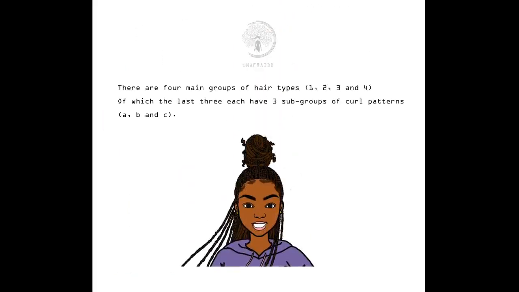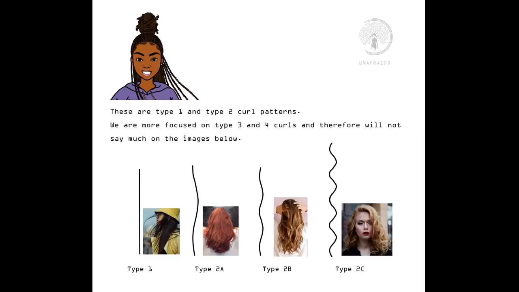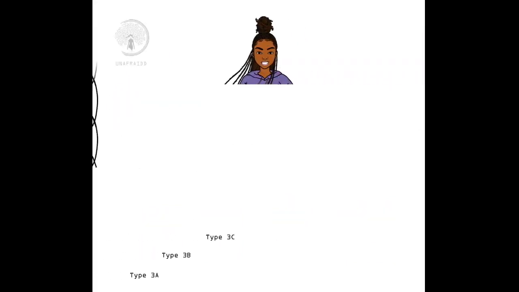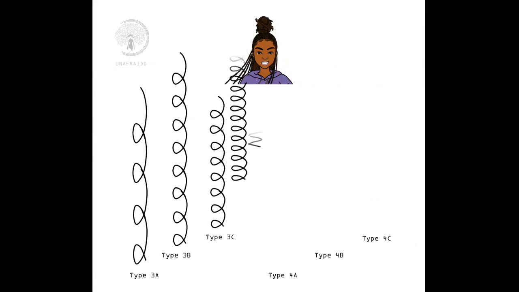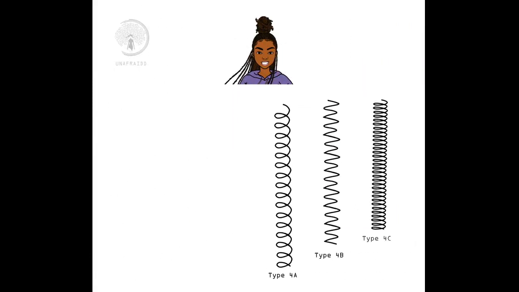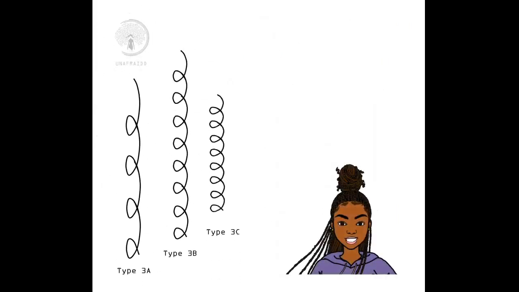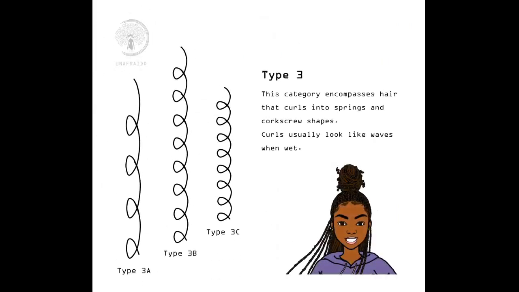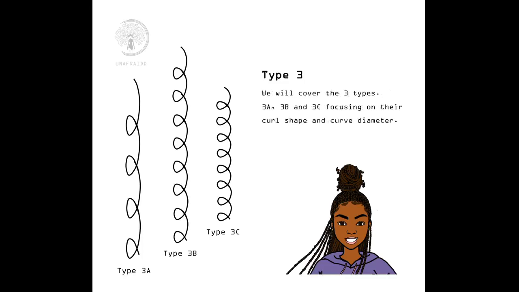There are four main groups of hair types, 1, 2, 3, and 4, of which the last three each have three subgroups of curl patterns A, B, and C. These are type 1 and 2 curl patterns. We are more focused on type 3 and 4 curls and therefore will not say much on the images below. These are the curl and coil patterns we will be focusing on. Type 3. This category encompasses hair that curls into springs and corkscrew shapes. Curls usually look like waves when wet. We will cover the three types, that is 3A, 3B, and 3C, focusing on their curl shape and curve diameter.